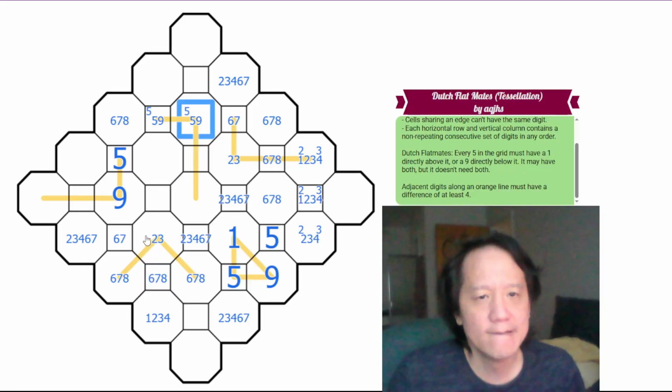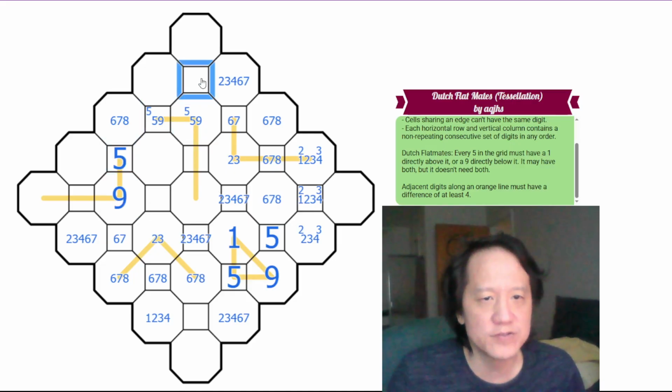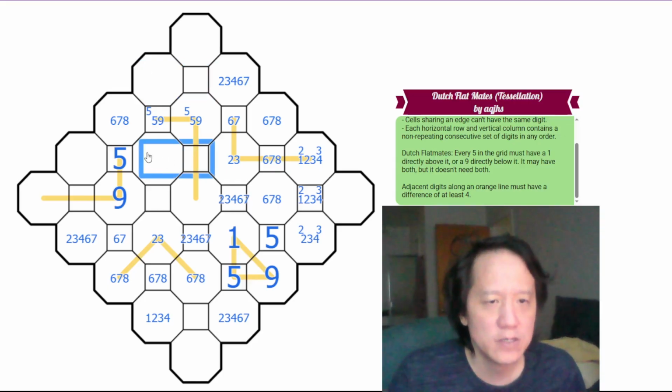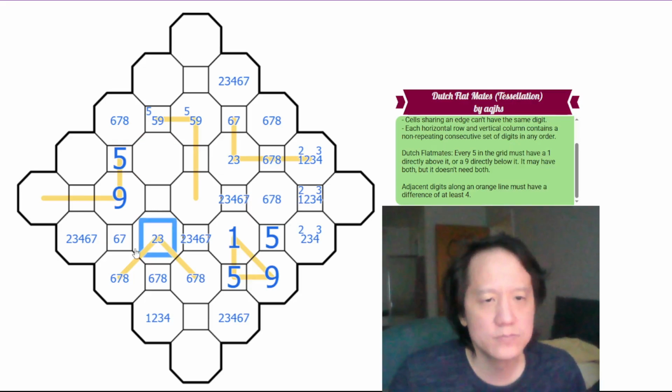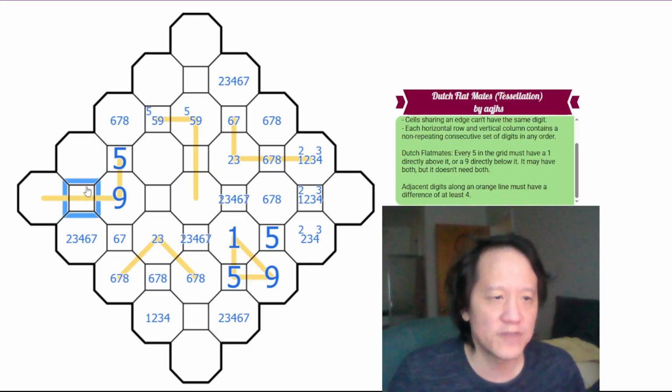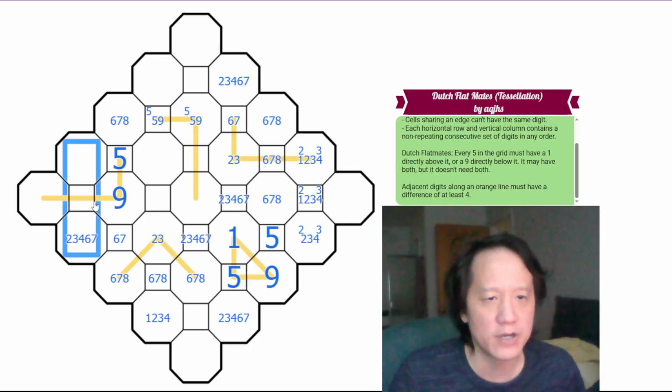Okay. This 5 has a 9 below it. One of these is 5, which means either a 1 is above it or a 9's below it. This can't be 9. So, 9, the only digits which are 4 or more away from 9, which can be there. 5, again, cannot be on a 3-length column. Because if it is, it would have to be a Renban of 3, 4, 5, or 5, 6, 7, and doesn't have a 1 or a 9 above it.